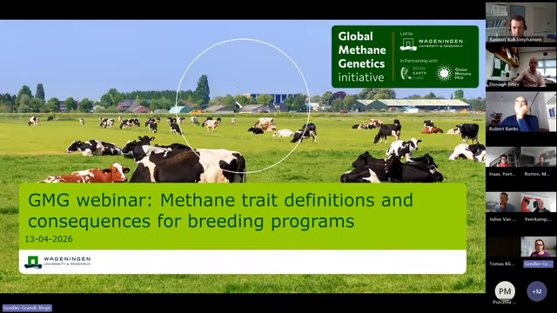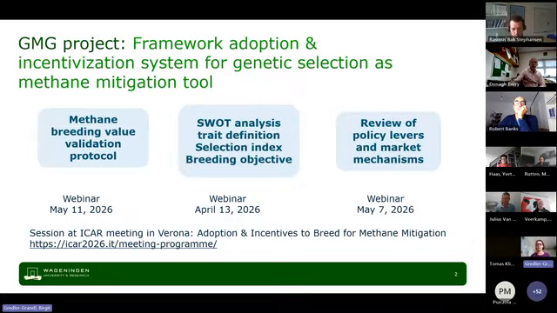So just very briefly, a short background for this webinar is that within the Global Methane Genetics Initiative, we have started a project about the development of a framework for the adoption of and an incentivization system for genetic selection as a methane mitigation tool. And this project basically has three important pillars that you can see in those three boxes on this slide.